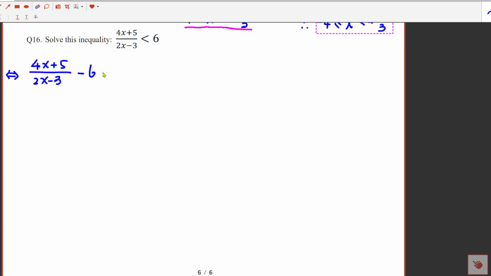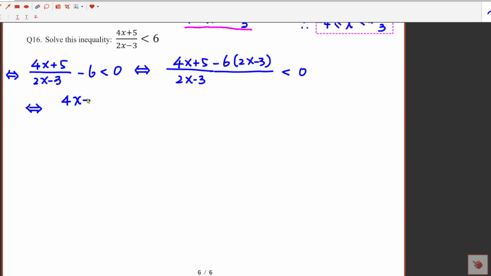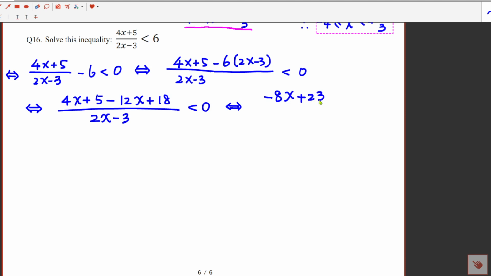Put 6 to the left side, then rewrite the left side using the common denominator, 2x minus 3. So minus 6 times (2x minus 3), less than 0, and this is equivalent to (4x plus 5 minus 12x plus 18) over (2x minus 3) less than 0, and this is equivalent to saying we have (-8x plus 23) over (2x minus 3) must be less than 0. So here this is strictly less than 0, so we don't consider the cases where it equals 0.